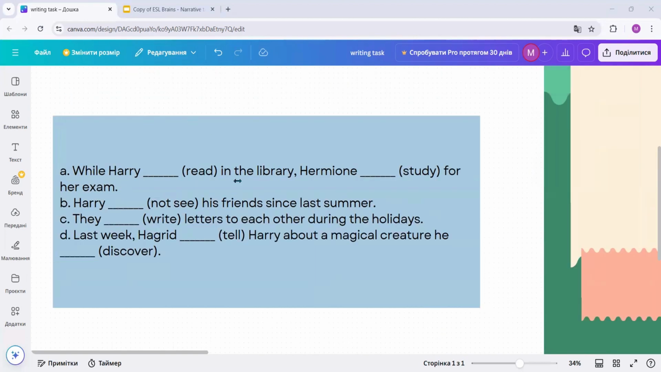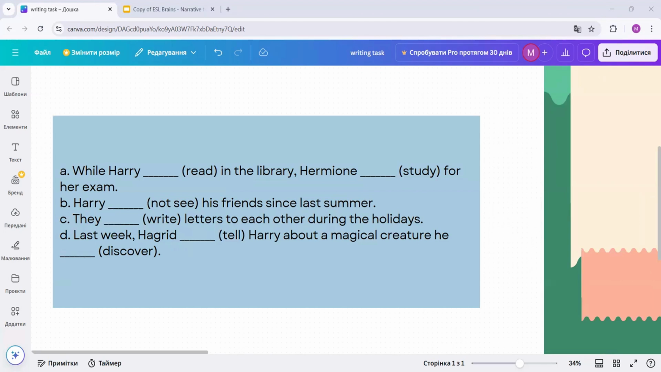The next one: Harry not see his friend since last summer. So he hadn't seen his friend since last summer. Yes, summer.